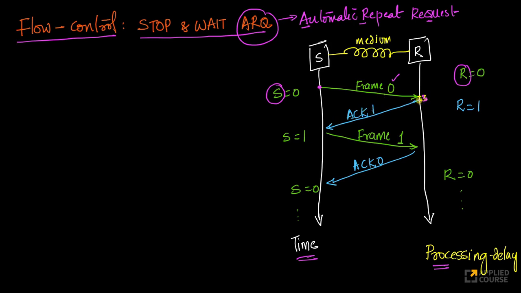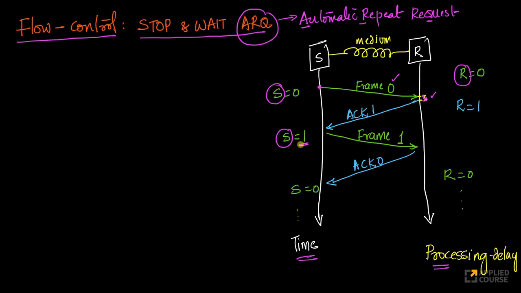Now this acknowledgement also has to travel through the whole medium. Remember, frame 0 traveled through the whole medium, reached R, then R took a small amount of processing delay, which is very small, right? During this processing delay, R actually created this acknowledgement packet, and it sent the acknowledgement here. Now, once the sender receives the acknowledgement packet from the receiver, the sender changes this binary variable to 1. And now it sends frame 1.